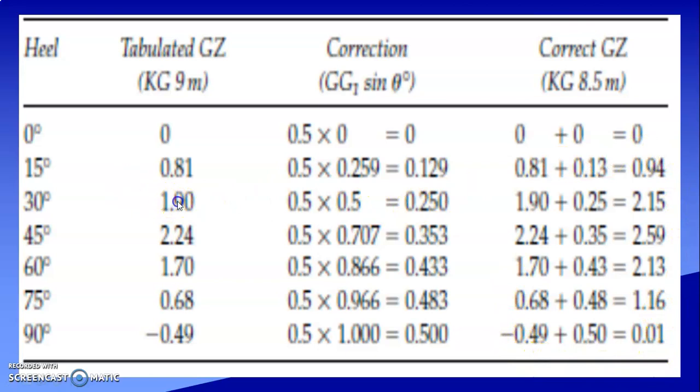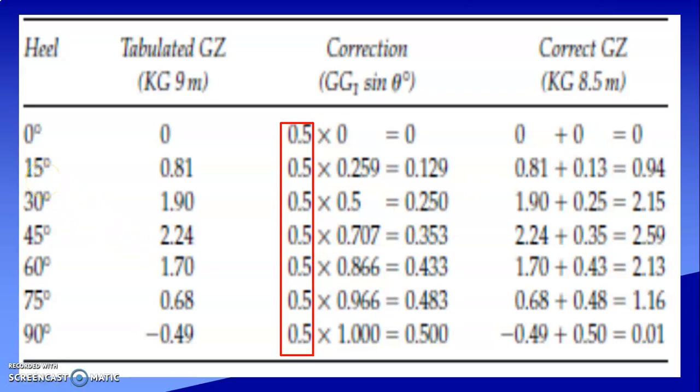Next, the difference in KG, 8.5 to 9 meters, is 0.5. Remember that we have to multiply the correction by this difference, and then at the end we decide if it is add or subtract. The rules say that if the KG is less, the vessel is more stable, so we have to add the correction.